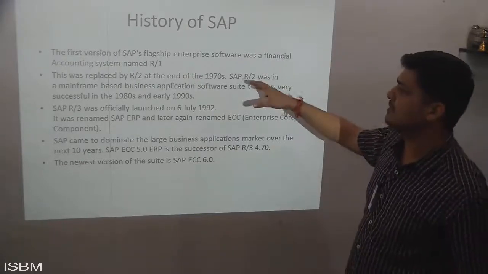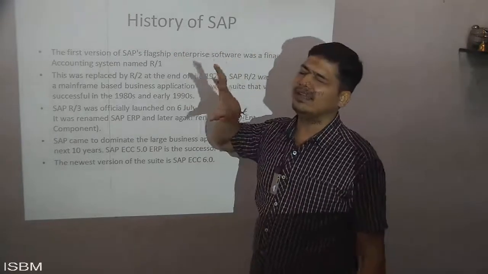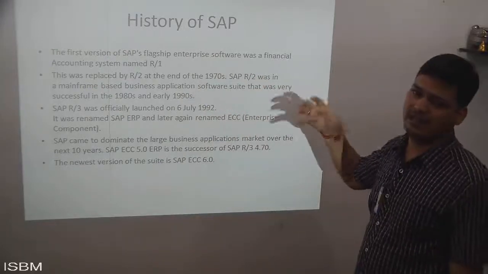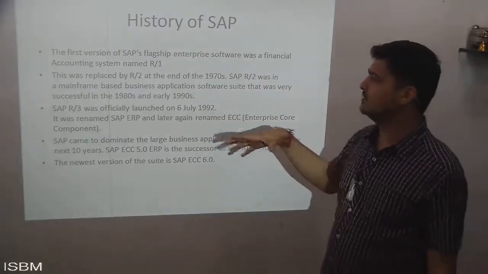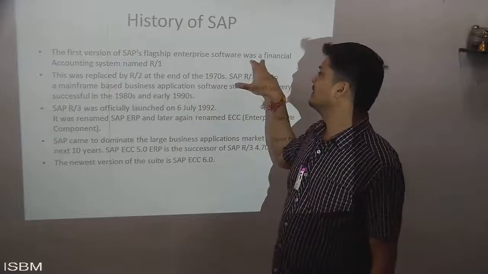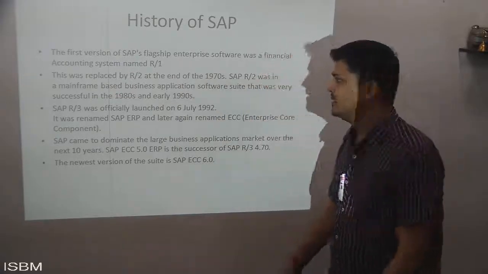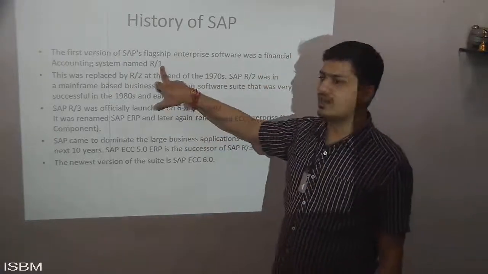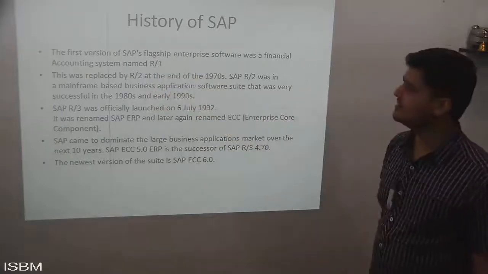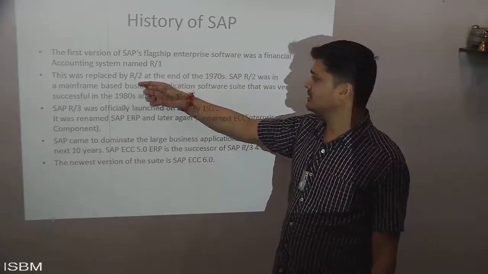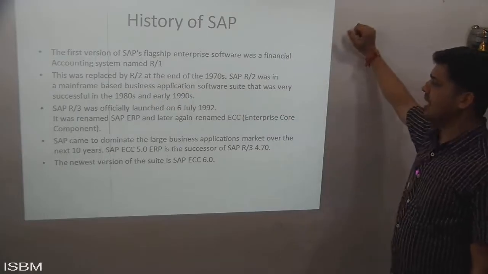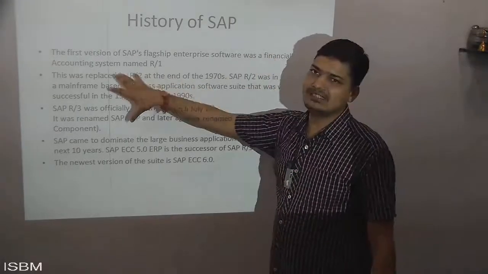Initially, at that time there was no financial accounting software in the ERP form, so they introduced SAP as a financial accounting system. Then this was replaced by R2. R1 is a single-tier application, and R2 is a two-tier application at the end of the 70s. R2 was on a mainframe. Basically, it is a mainframe.